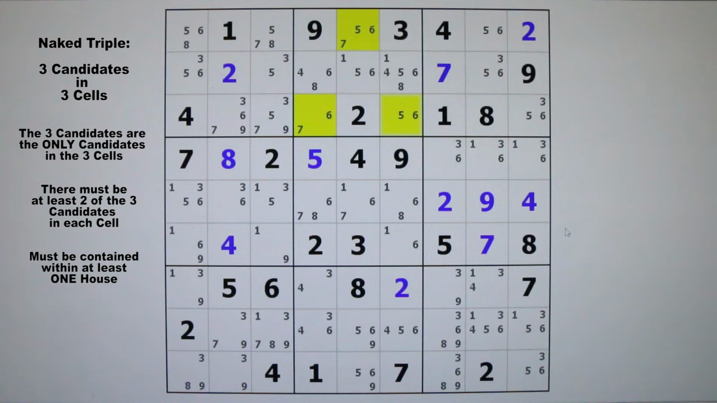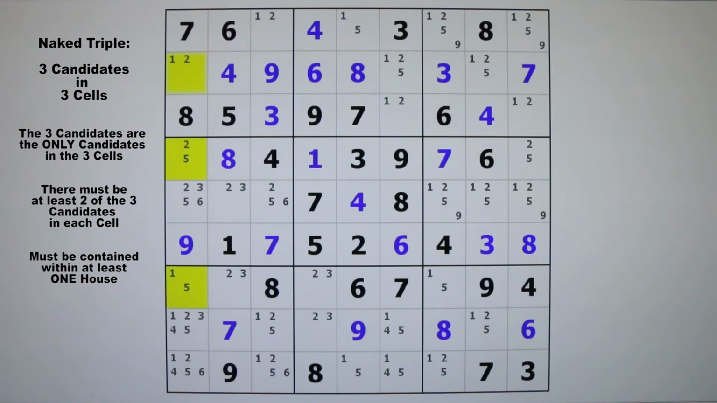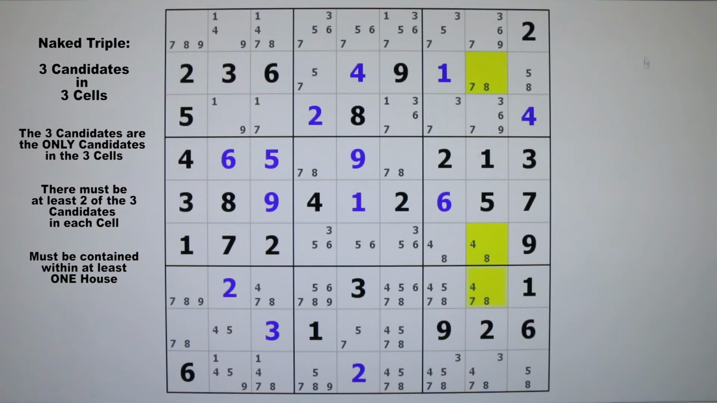So here we have one in block 2: 7, 5, and 6. So we can remove these 6s and 5s. Okay, next one. In column 1, we have 1, 2, and 5. So we can eliminate the 2s and 5s. Next, in column 8, we have 7, 4, and 8. So we can remove this 7, the 4, the 7, and the 8.